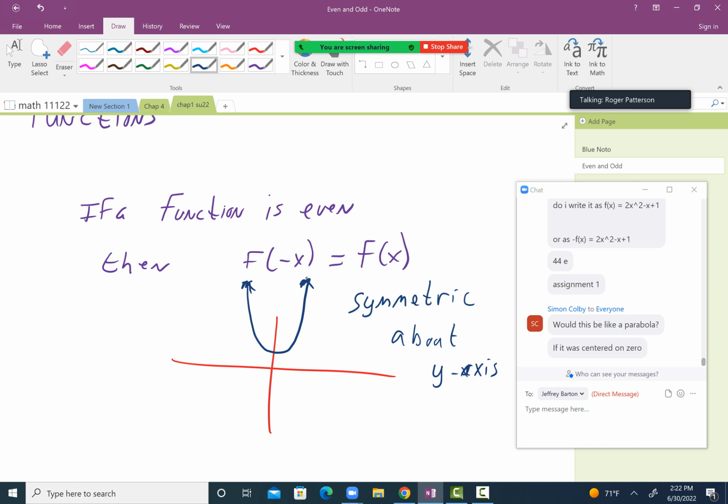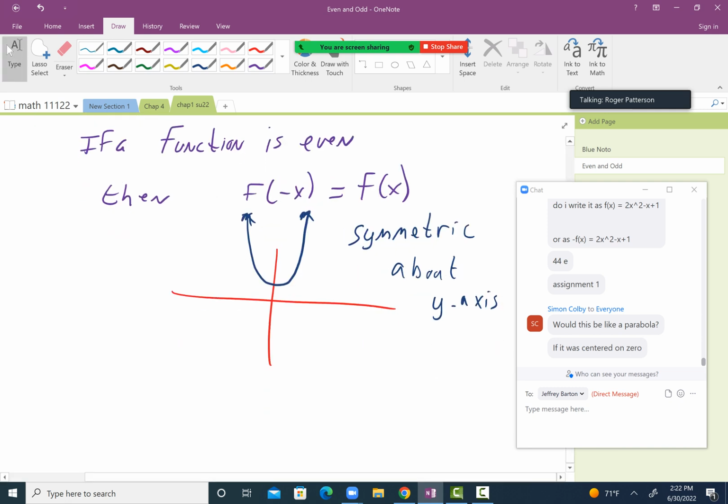So anytime we have that symmetry about the y-axis, we say that is an even function. The easiest way to tell when you're doing some of the problems is to just graph them in Desmos and see if it's symmetric. So that one, for example, the parabola, as Kobe has mentioned, is symmetric.